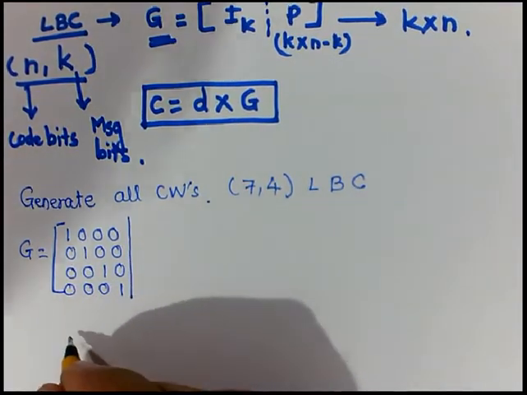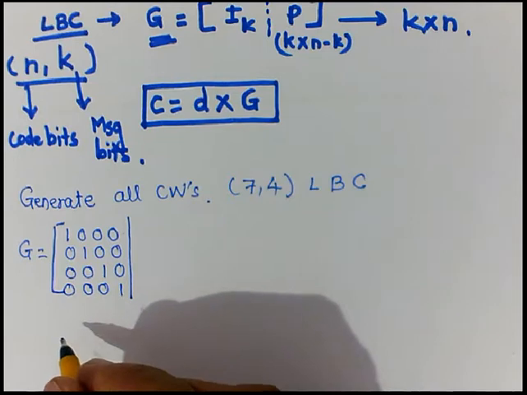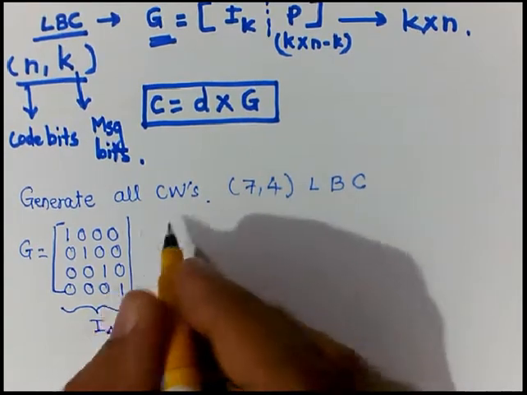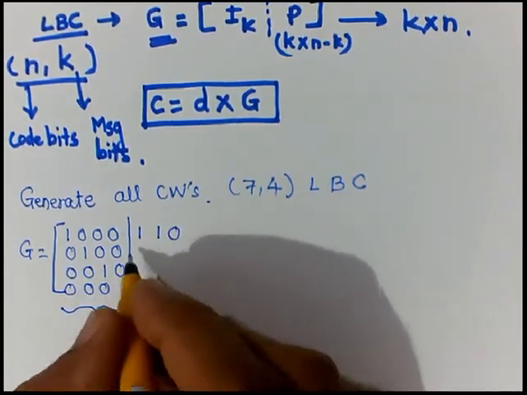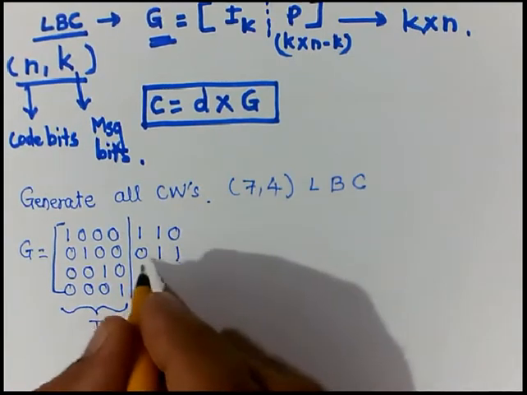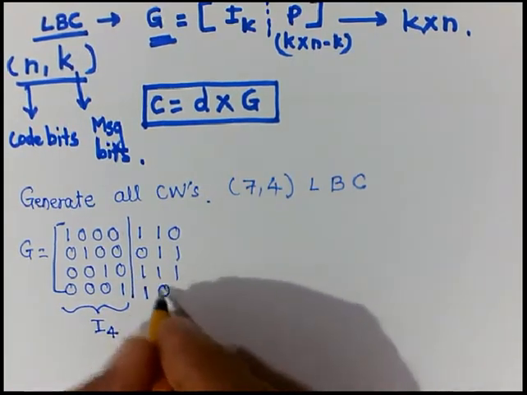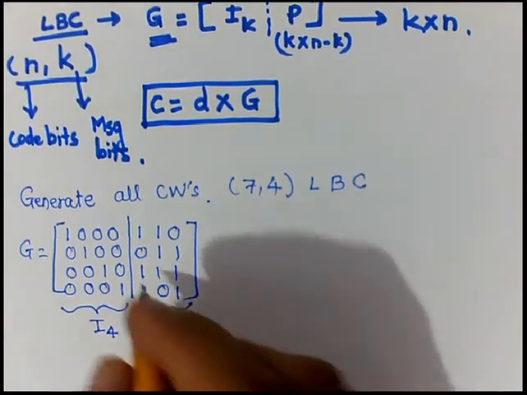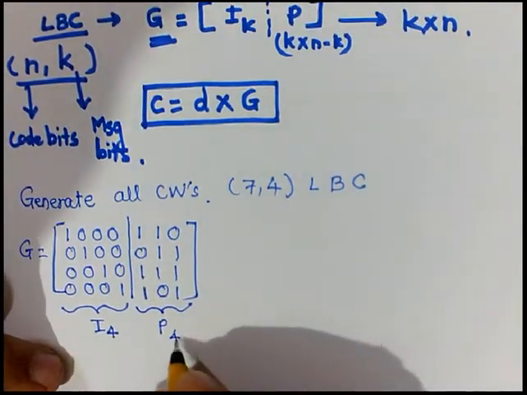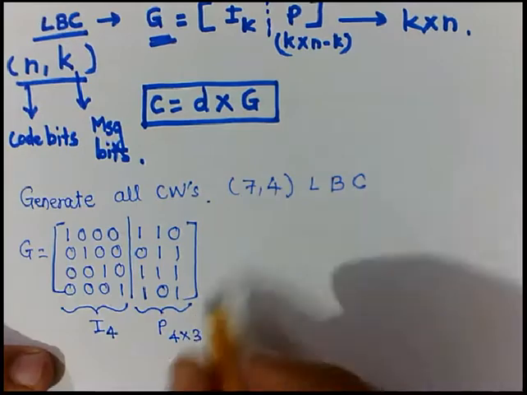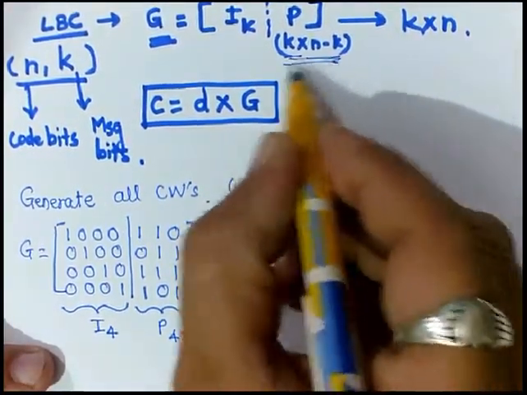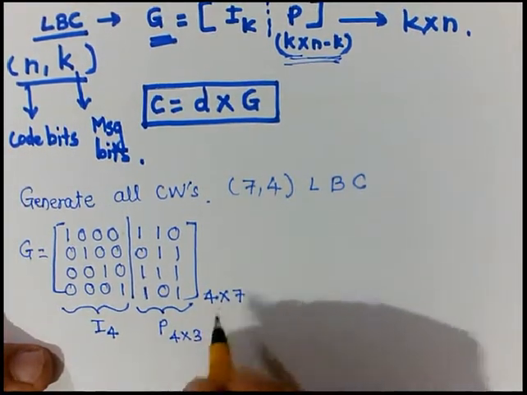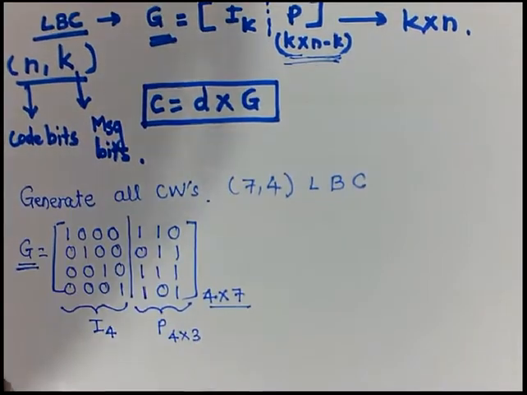So I will bifurcate this one into two matrices, out of which one is nothing but the identity matrix of order 4 by 4, and the second matrix, which is the parity one, is 0 1 1, let's say 1 1 1, and next 1 0 1. So this is nothing but the parity matrix, which is of the order obviously 4 rows and 3 columns, so 4 by 3. You can just check here, it is matching with the aspects, that is K by N minus K. So the overall order for this one is 4 by 7. That is what the order of the generator matrix is.